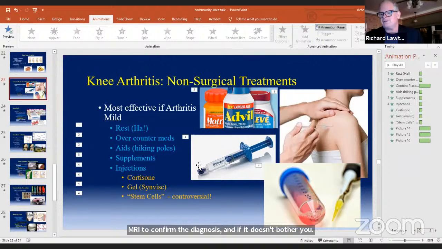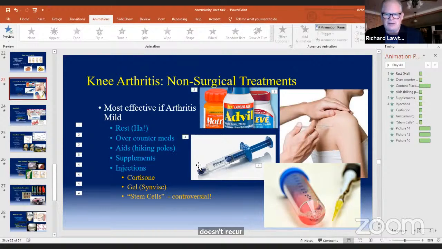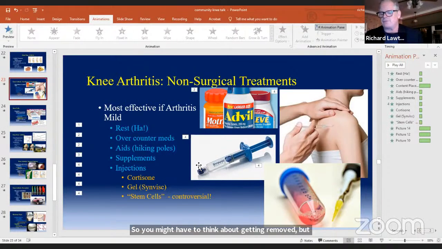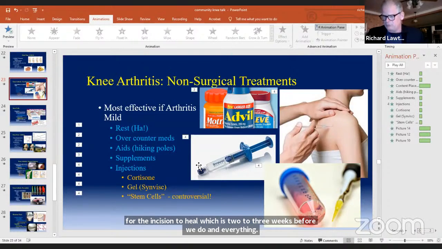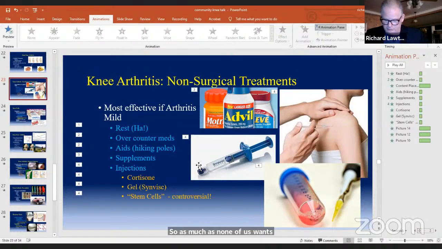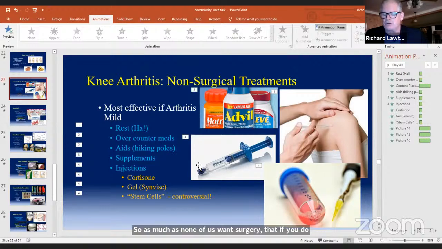It's a short surgery. It takes about 10 or 15 minutes to do it. Usually it's curative. It doesn't recur. And the recovery from that surgery is essentially waiting for the incision to heal, which is 2 to 3 weeks before you're doing everything. So as much as none of us want surgery, if you do have problematic bursitis that's not going away with the reasonable things you're trying, then MRI to cinch the diagnosis, and if it does prove to be bursitis on the MRI, then removal might have to be considered.